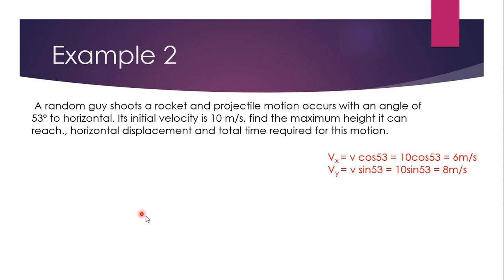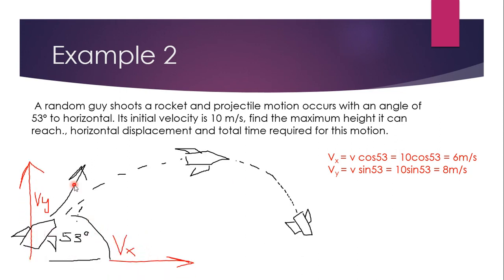Alright, so first of all we draw the picture here. 53 degrees. And we gotta find the Vx and Vy. So we're using trigonometry here. So Vx equals V times cos 53 degrees, which equals the velocity here, 10 meter per second, 10 times cos 53, estimated to 6 meter per second, and Vy is V sine 53 degrees, which is 10 times sine 53 degrees, results as 8 meter per second. Alright.